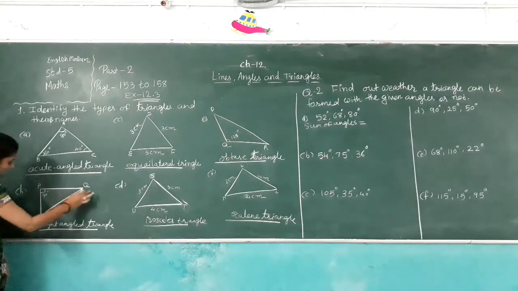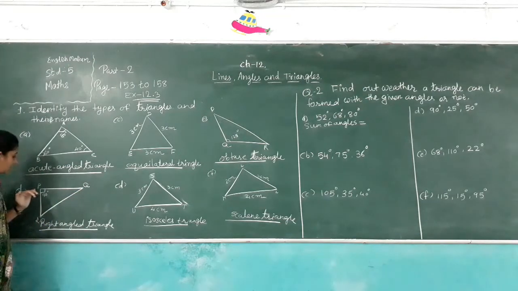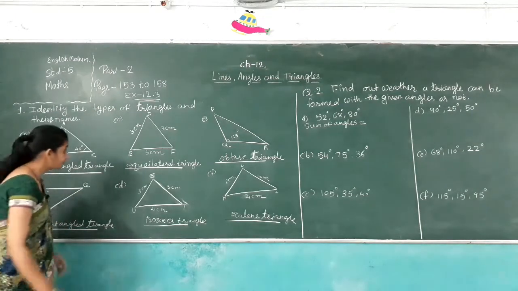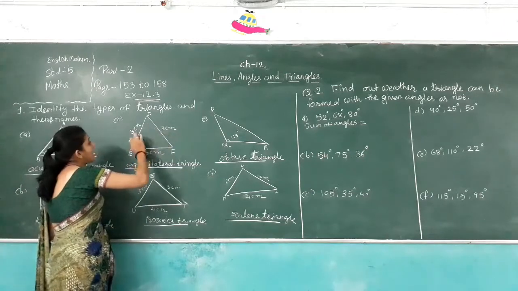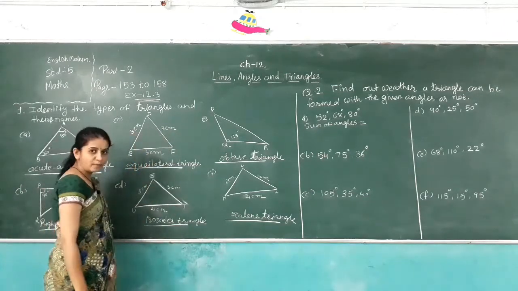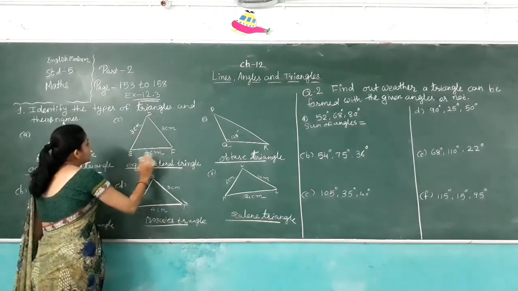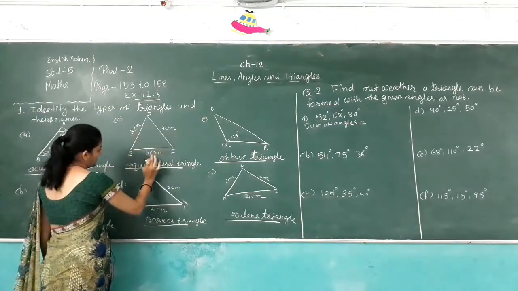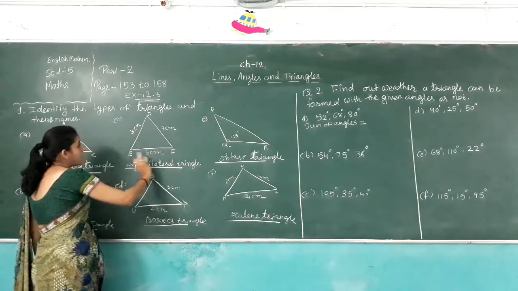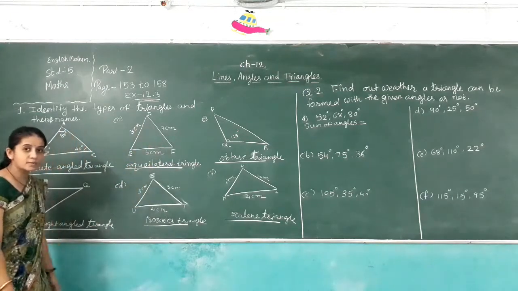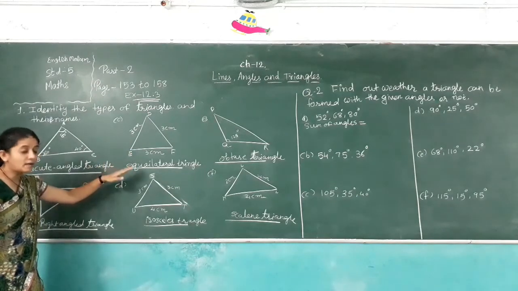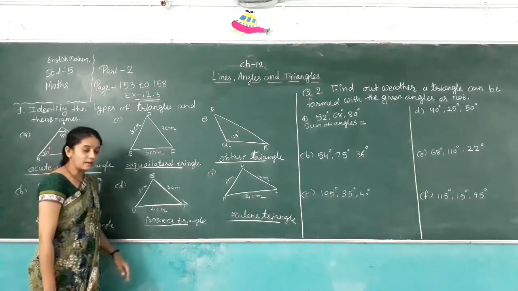Here PQR. Here angle P measures 90 degrees. That means this is a right angle triangle. Here the side measurements are given. DEF: DE is equal to 3 cm, 3 cm and 3 cm. All sides' measurement is the same. This type of triangle you call an equilateral triangle.